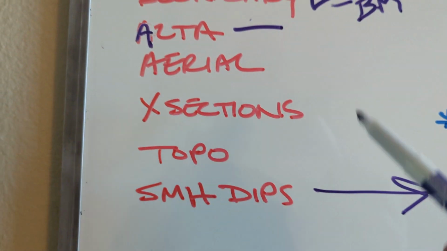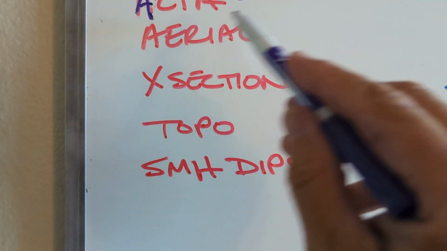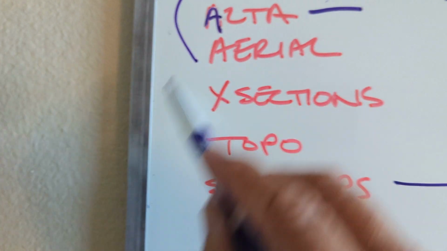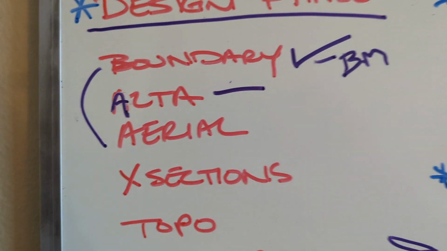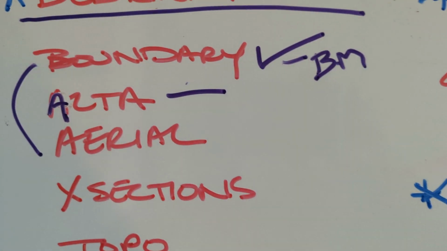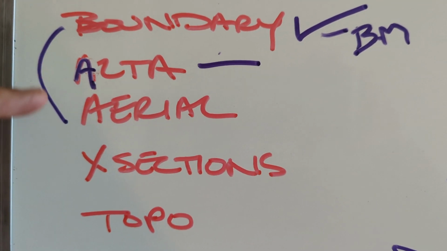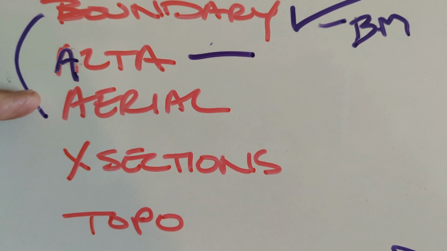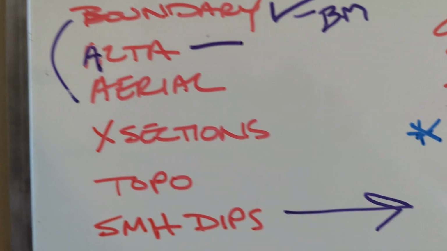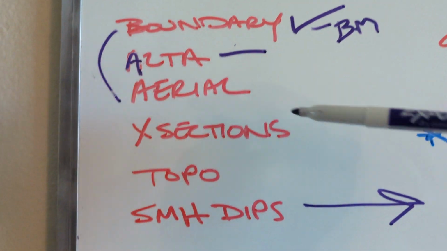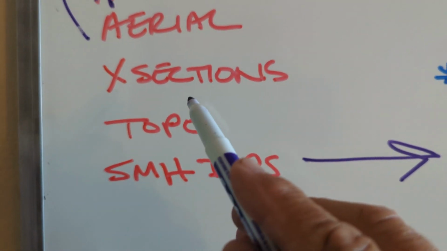Then if the job's big enough or if it's required, there's an aerial. The boundary and aerial start your control setup, or your perimeter control. We did an aerial for an ALTA, and the request was also an aerial for contours and everything on that vacant piece of land out in Palm Desert. So boundary, ALTA, aerial. Then you may be requested to start doing cross sections on the street.